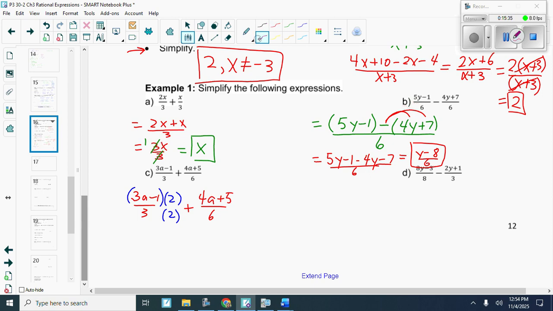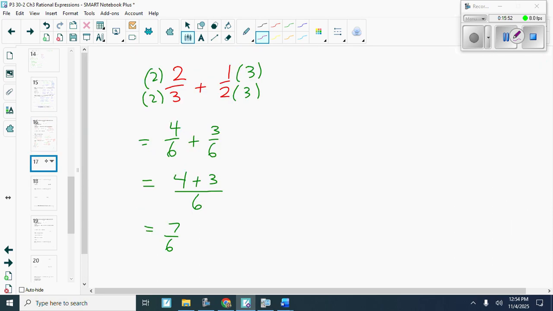Now you're going to distribute the 2 through the brackets. Is it okay that the 2 is behind the brackets? Sure. If you would rather write the 2 in front of the brackets, like if this makes you happier, with 3a minus 1 all over 3, that's okay. I want you to be comfortable being able to interchange if the 2 is in the front or behind.